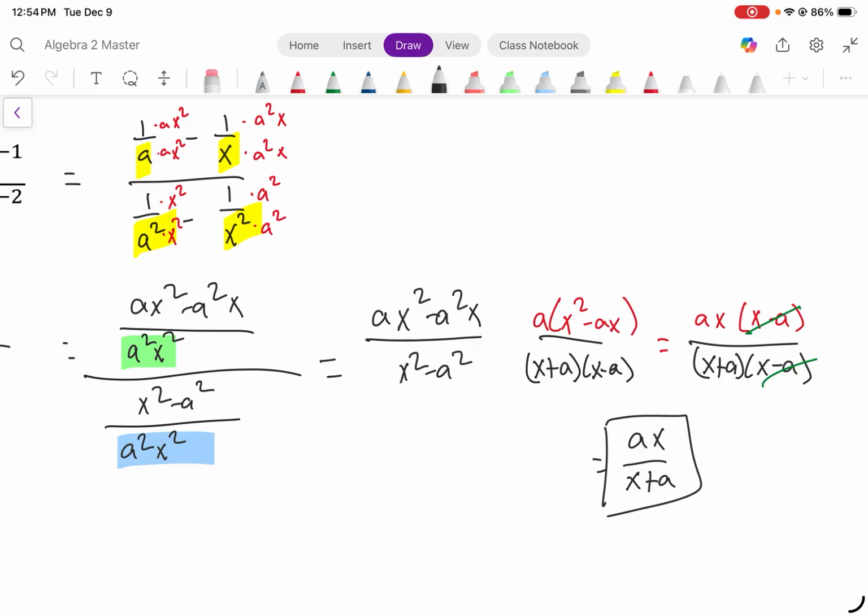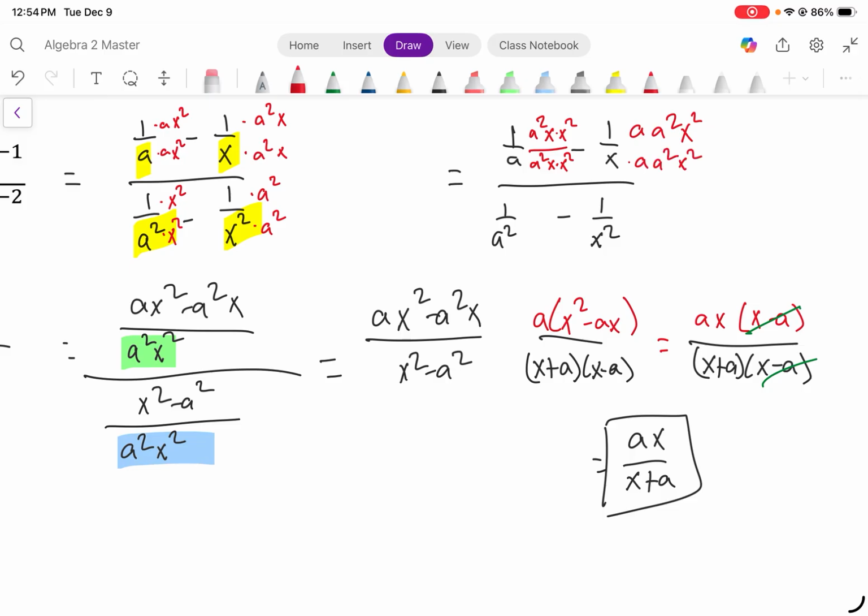If at the beginning, and this is a perfectly valid thing to do also, if I had started and just said, I'm going to multiply everything by all of the bottoms, except for the one that it had. So 1 over a, I'd multiply by a squared x squared. That's perfectly fine. The 1 over x I would multiply by a squared x squared. That's effectively doing the same thing, but you're introducing a spot that already could have been simplified.